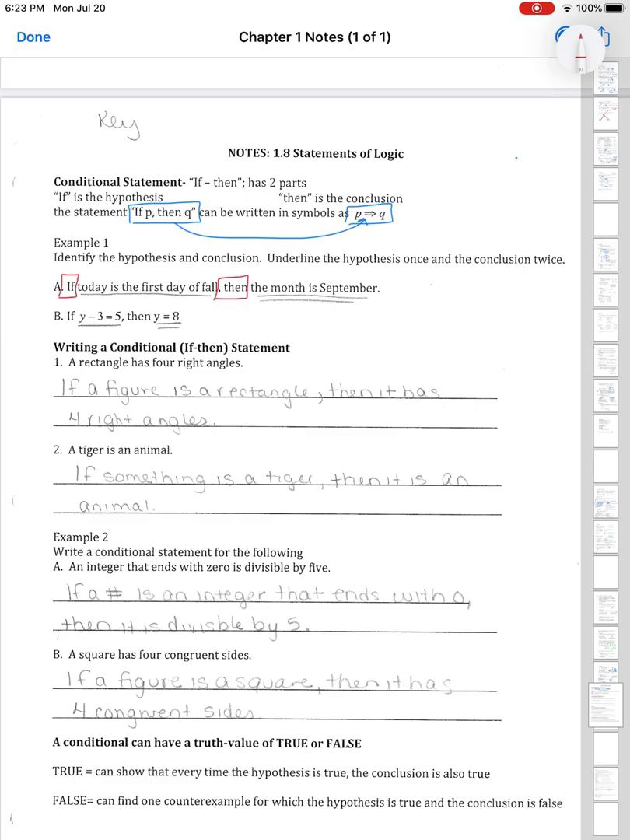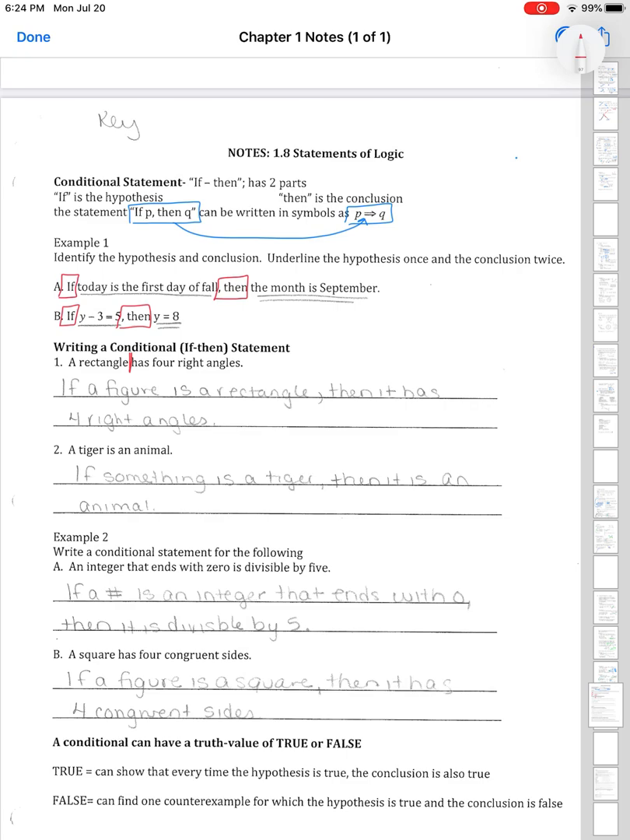So for part 1, we're going to identify the hypothesis and the conclusion. Remember, the hypothesis comes after the if, the conclusion comes after the then, and they are not parts of the hypothesis and conclusion. So what I would suggest is box the if and the then, also box the comma, because that is not inclusive either. And then you underline the hypothesis, which is today is the first day of fall, which comes right after the if, and then the month is September would be the conclusion, and we're going to underline it twice. So again, identify where the if, the comma, and the then are, and then whatever comes after the if before the comma is your hypothesis, and whatever comes after the then would be your conclusion.